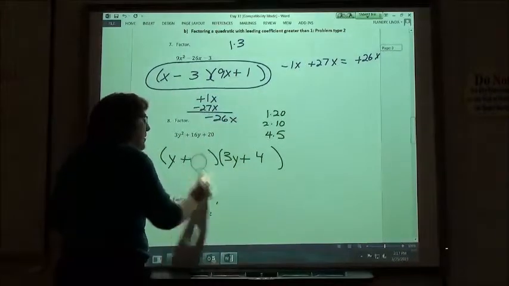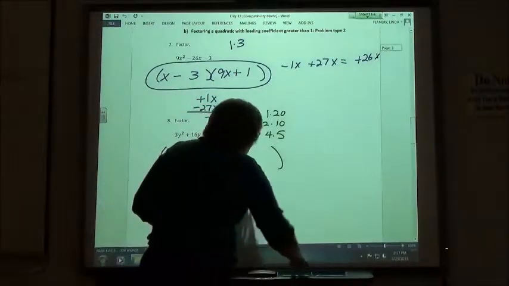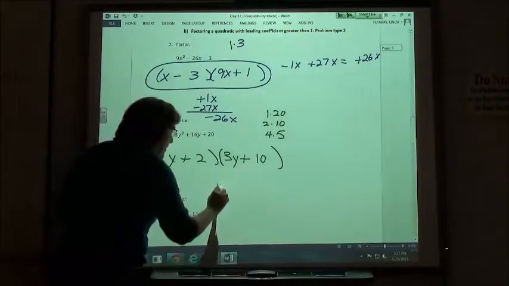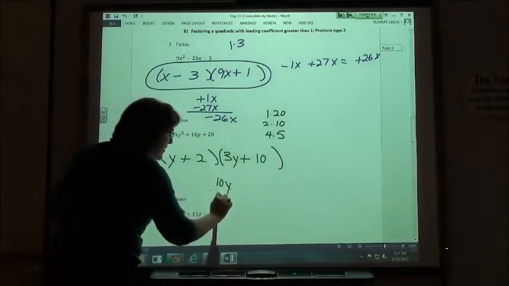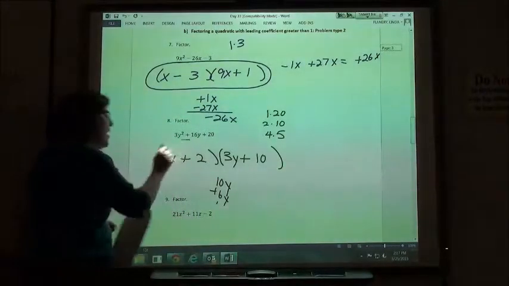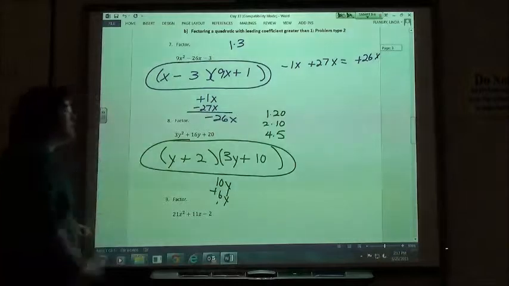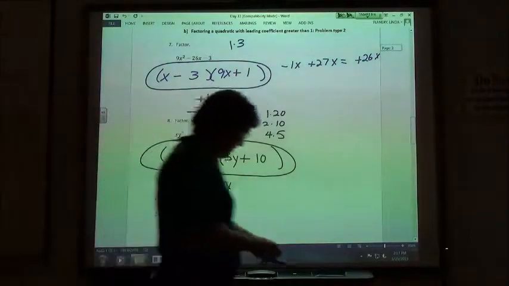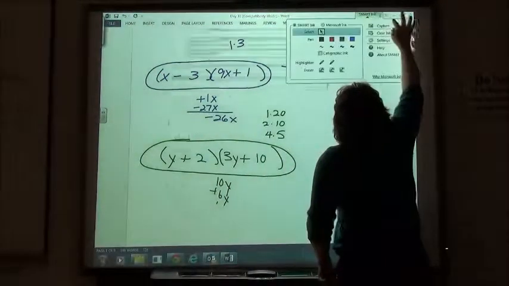So now I go to my next pair of factors. 2 and 10. 2 and 10 gives me 10y plus 6y. Hey, 10 plus 6 is 16. I found the right pair of factors. So y plus 2 times 3y plus 10 is going to be my answer. These will take you some practice, I guarantee.